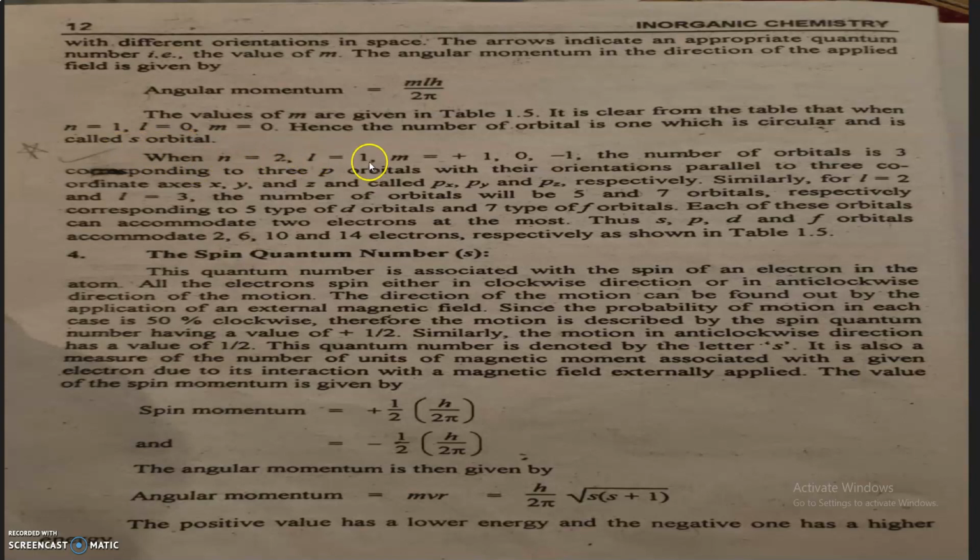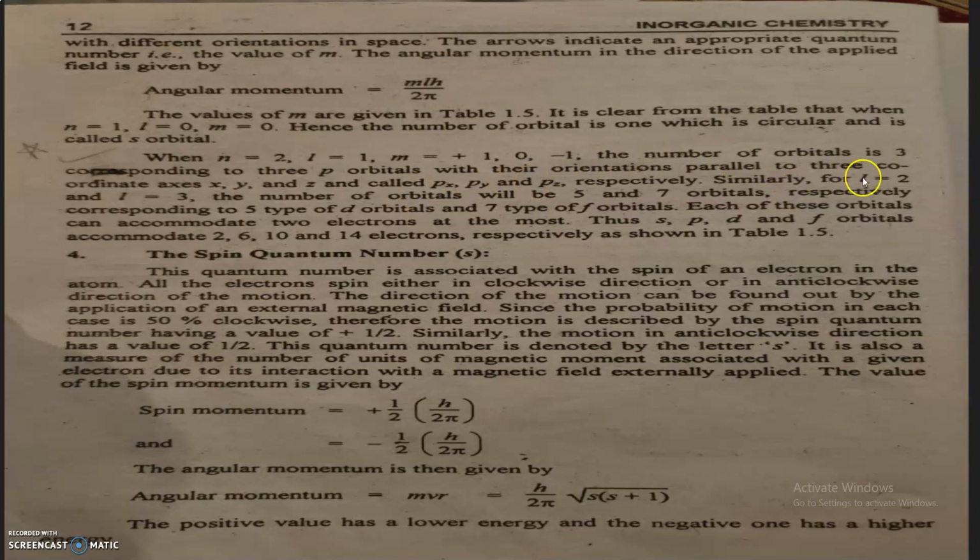When n is equal to 2, what will be the value of L? 2 minus 1 is equal to 1. And what will be the possible magnetic quantum numbers? It will be plus 1, 0 and minus 1. So there will be 3 possibilities, and the number of orbitals is 3. That is the p orbital, and it has orientations like px, py and pz.